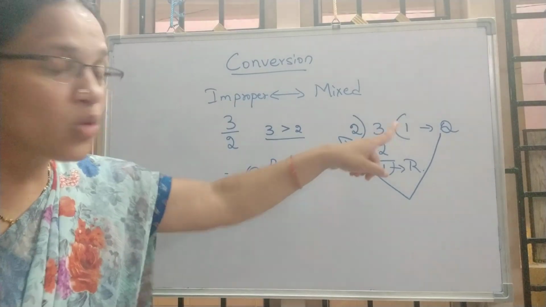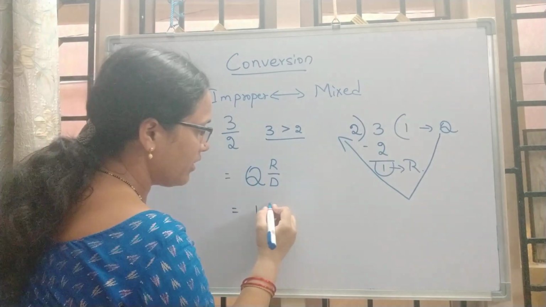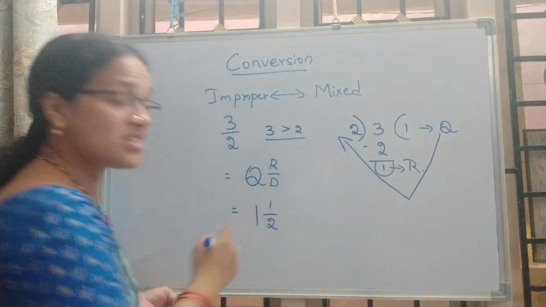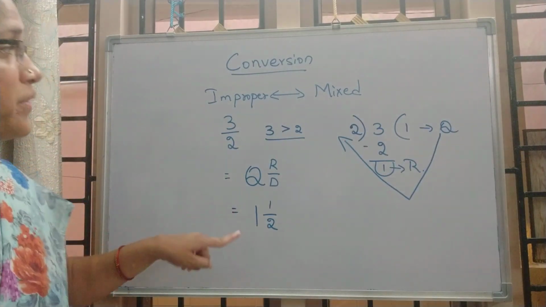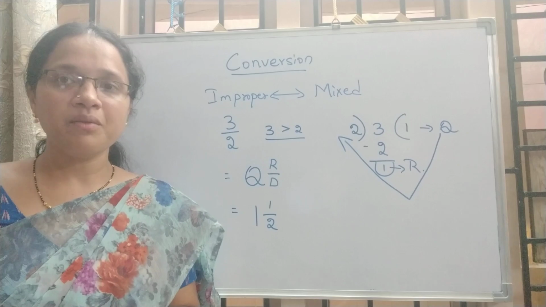Yes. So what is the quotient here? 1. What is the remainder here? 1 by the divisor, 2. This is how you write. You represent the improper fraction as a mixed fraction. Is that clear? Yes, children.